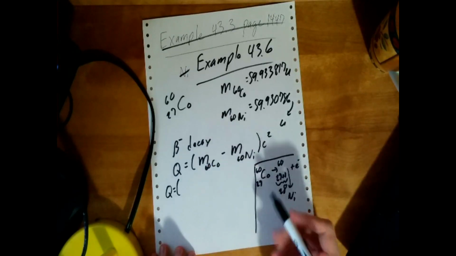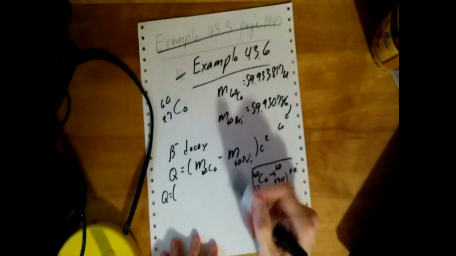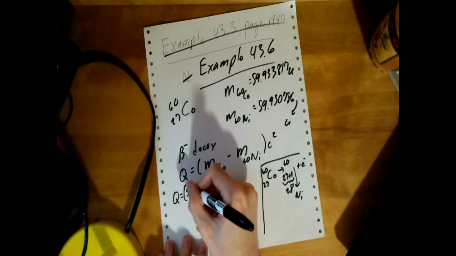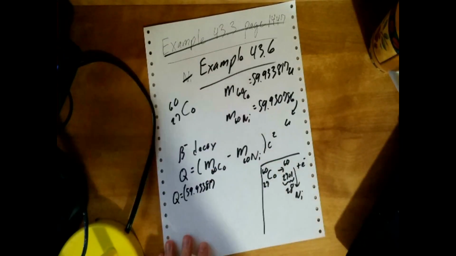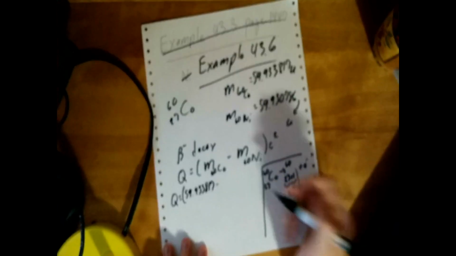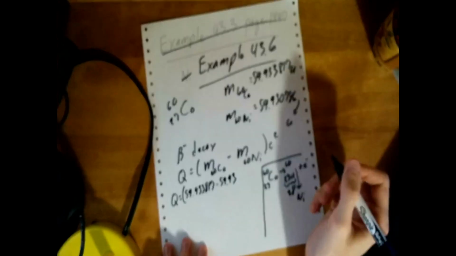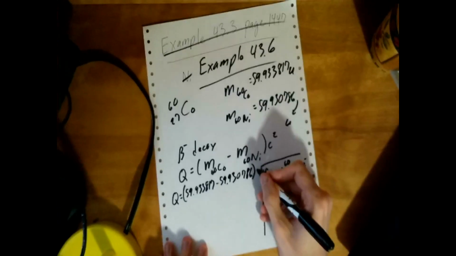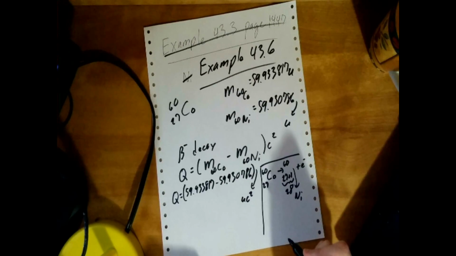I know all of the masses. All of these are in units of u, so I'll just write down the numbers and already factor u towards the right. So cobalt was 59.933187 minus that of nickel, 59.930786. All of this times uc squared, so times 931.5 mega electron volts.